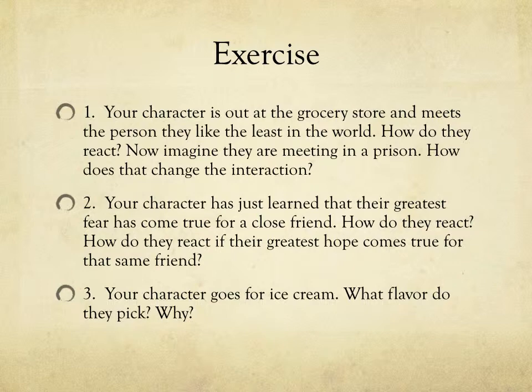So, if you have a character who's very easygoing and they see the person they like least in the world, they might acknowledge them, hey, how's it going? And kind of just move on about their business. If you have a character who's very angry, they might give them the cold shoulder. If you have a person who's very false, they might walk over and pretend to like them even though they hate the person. If you have a character who's very timid, they might hide and duck down another aisle. The reactions are kind of endless.